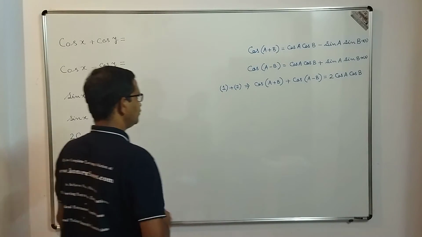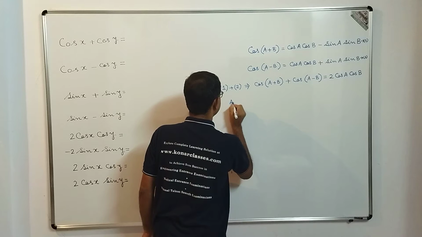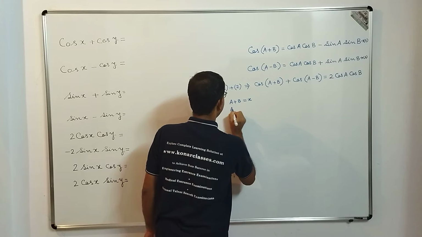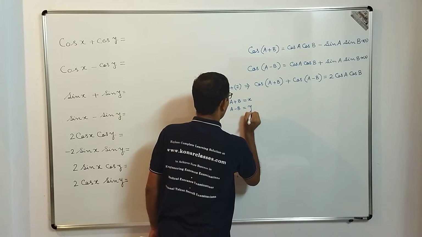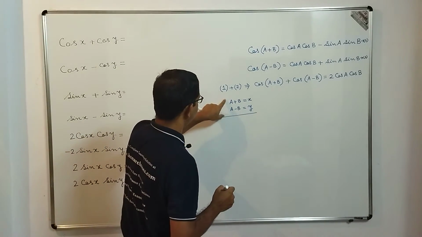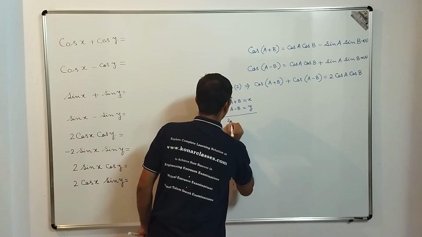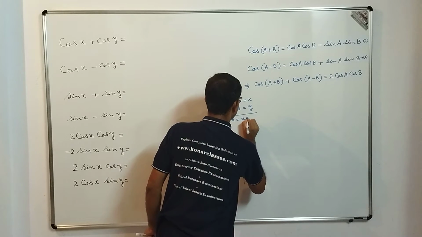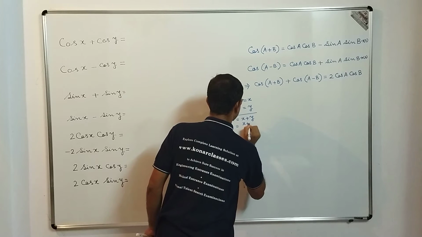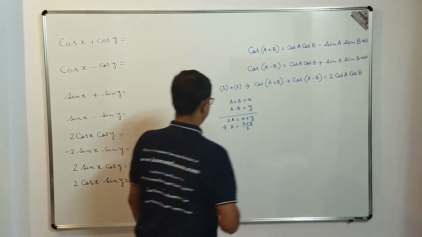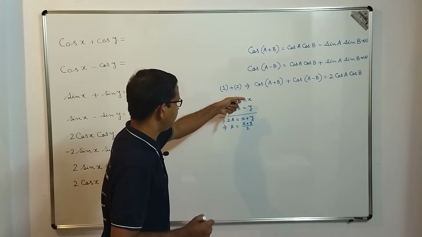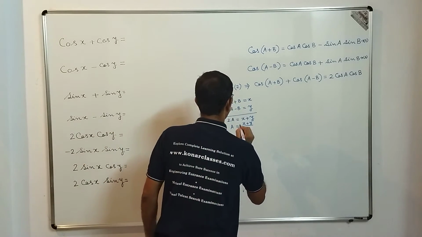Now let us assume that A plus B equal to x and A minus B is equal to y. Then what we are going to get? If we add both A plus B and A minus B, we get 2A is equal to x plus y. That means A is equal to x plus y by 2. Correct? Now if we subtract A plus B minus A minus B on both sides, what we are going to get?